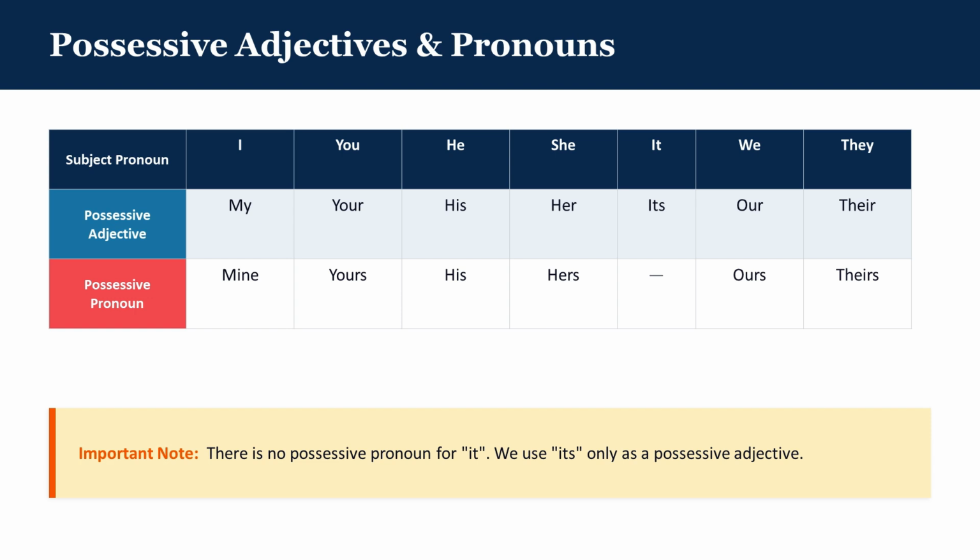For it, the possessive adjective is its. However, please note that there is no possessive pronoun for it. For we, the possessive adjective is our, and the possessive pronoun is ours. And for they, the possessive adjective is their, and the possessive pronoun is theirs. Remember, possessive adjectives always come before a noun, while possessive pronouns stand alone and replace the noun.